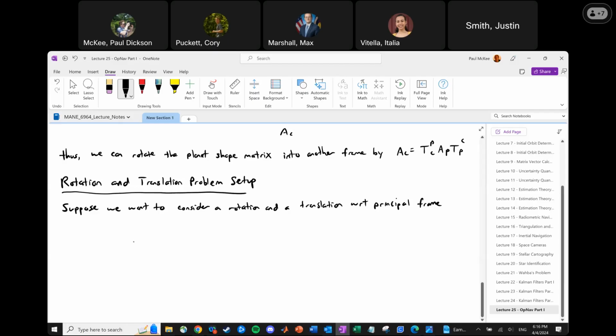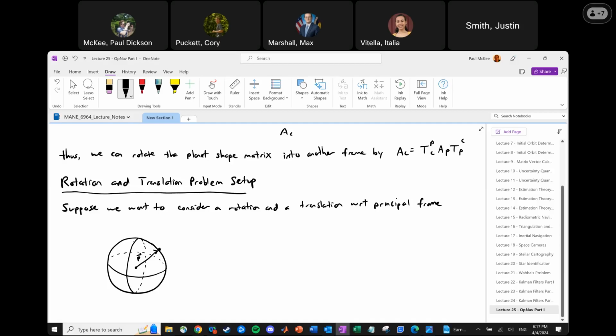Okay. Now, suppose that we have a planet, and it's got some equator. It's got some prime meridian. Okay. And let's say that its center is right here, and that it's got a point on the surface right here. Okay. And we're going to call this vector P.